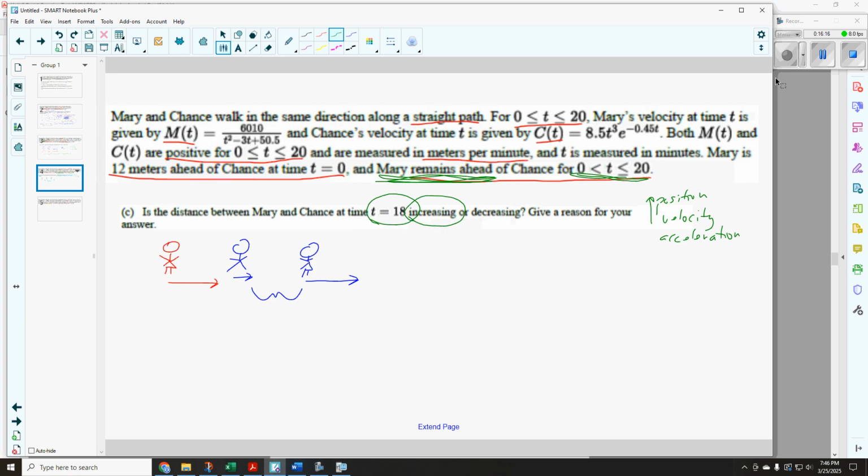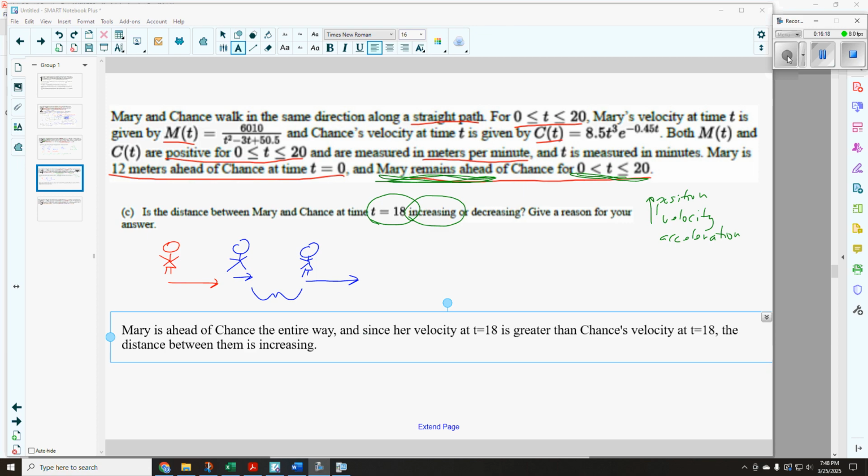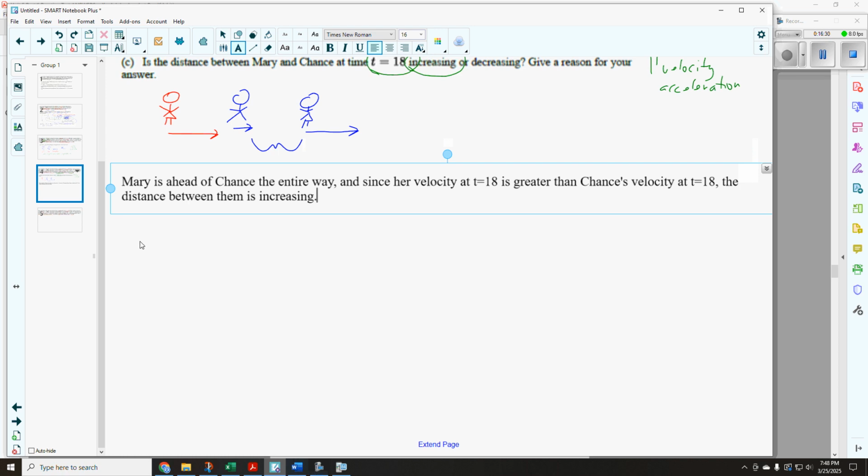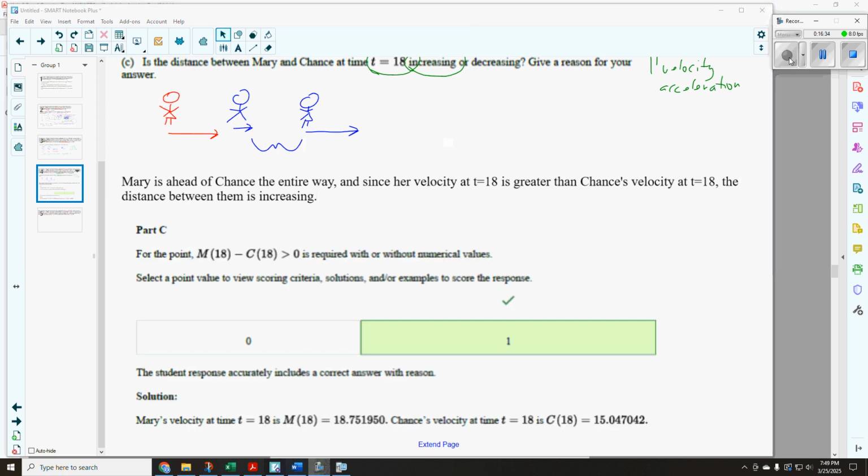So how would I write that? So I would write something like this. Mary is ahead of Chance the entire way, and since her velocity at t equals 18 is greater than Chance's velocity at t equals 18, the distance between them is increasing. I will show you what the solution manual said. So this is only worth 1 out of the 9 points.